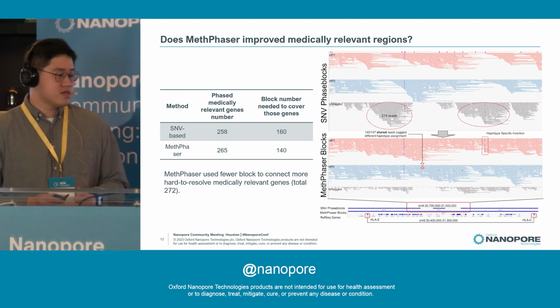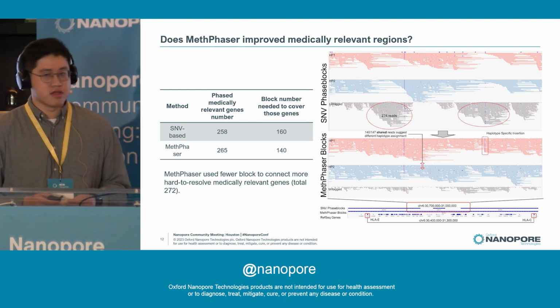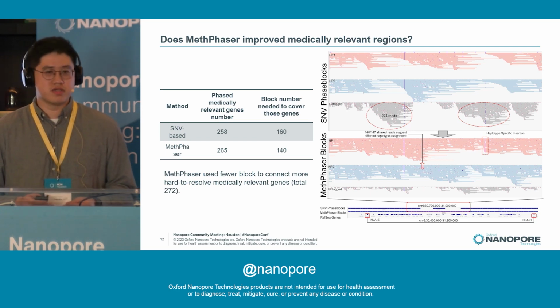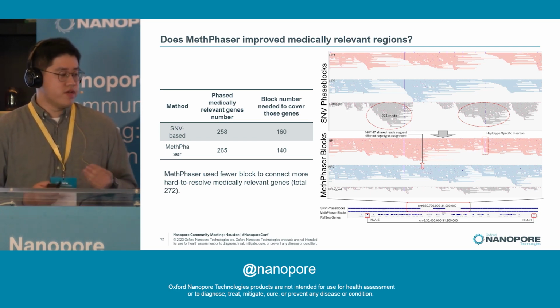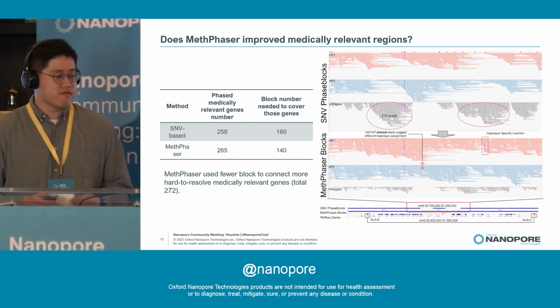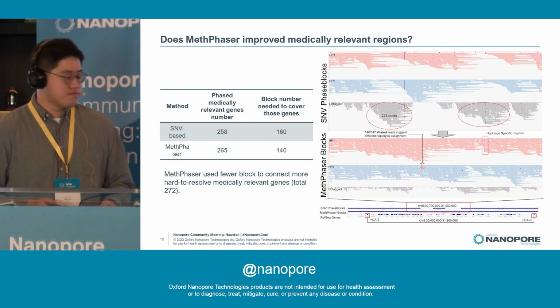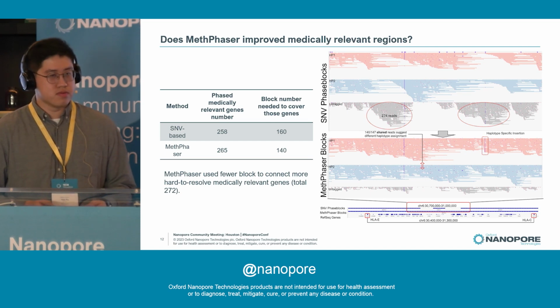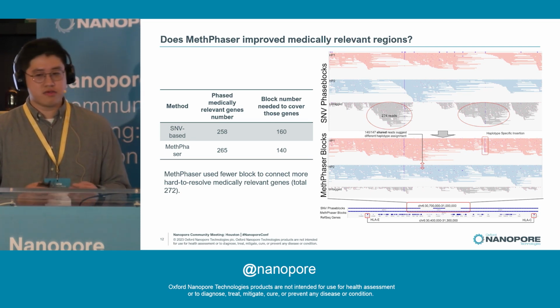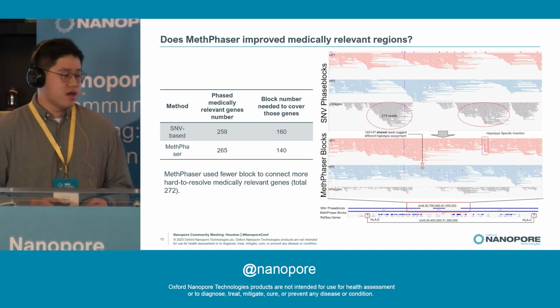This is an example showing how MethPhaser connects the HLA-E and HLA-C genes. Just assume we have a variant on HLA-E and another variant on HLA-C. With isolated phase blocks, we cannot know the haplotype information of those two variants because there are two gaps in the middle and the information is fragmented. But with MethPhaser, we can actually connect those isolated phase blocks, and further, we can know the phasing information of the variants in HLA-E and HLA-C.